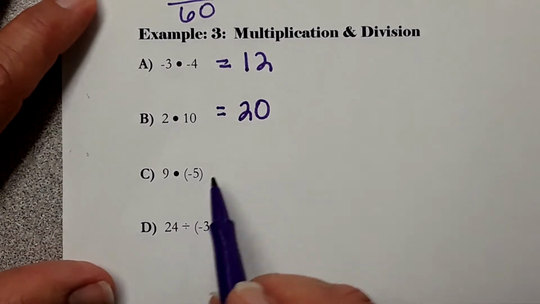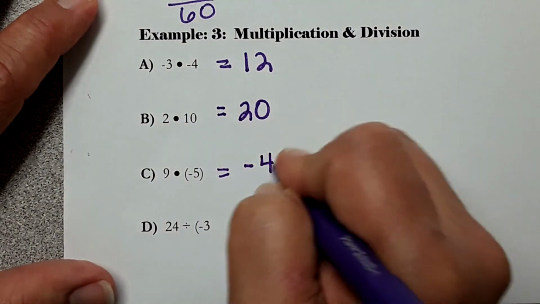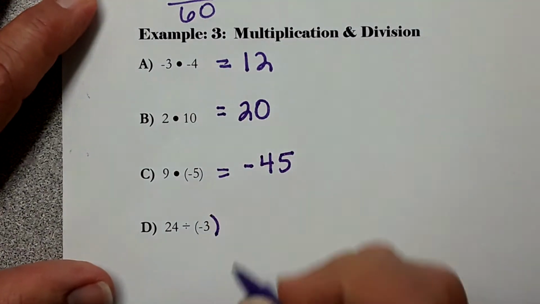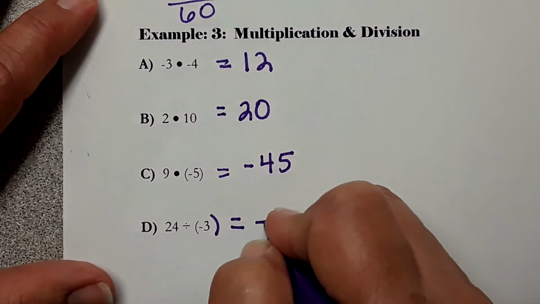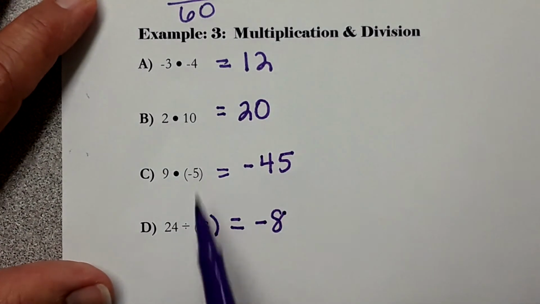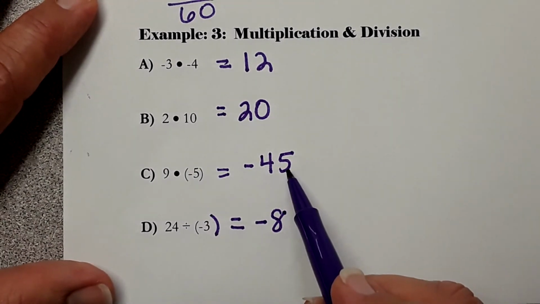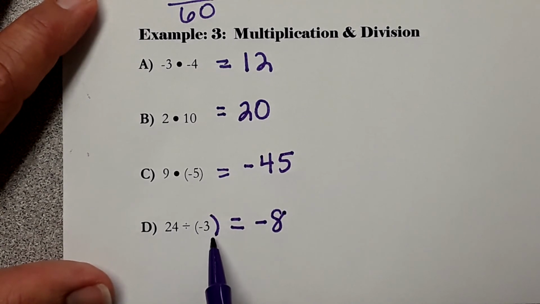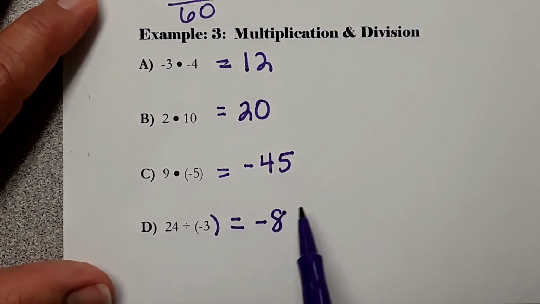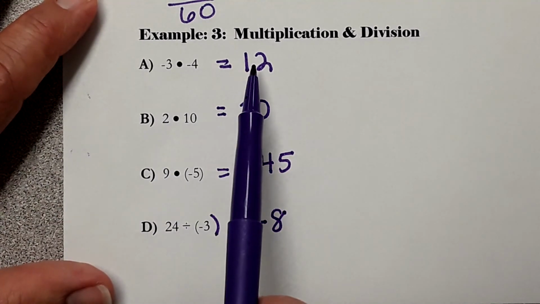Now look at this one. The signs are different. So 9 times negative 5 is negative 45. And then 24 divided by negative 3 is negative 8. These two have different signs, so you have one positive and one negative. That's why my answer was negative. Right here you have a positive divided by a negative. The signs are different. That's why my answer is negative. A negative times a negative is a positive.